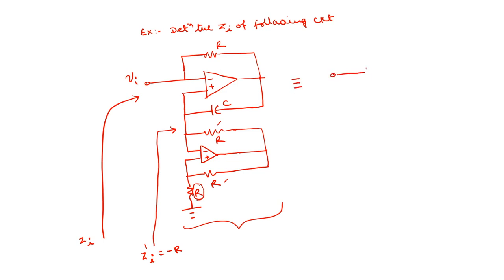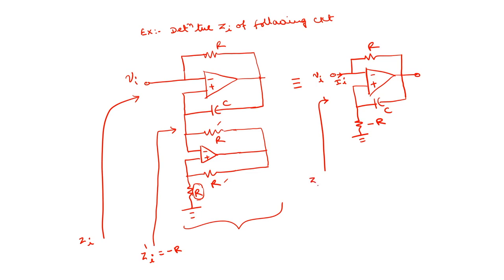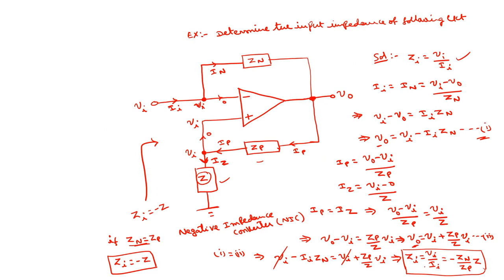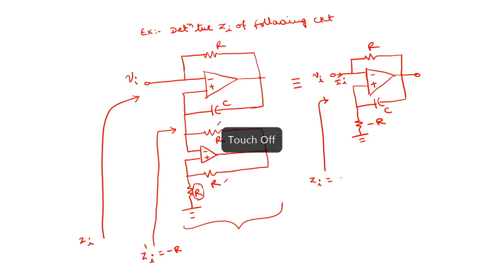I have Vi. This is minus plus, and I have a capacitor here. Here of course we are taking the output V naught. This is R. Then here we have the equivalent resistance of minus R. This is C, R, Vi, and this is Ii. So what is total Zi? This is again the same circuit, with Zi equal to minus Zn by Zp times Z.